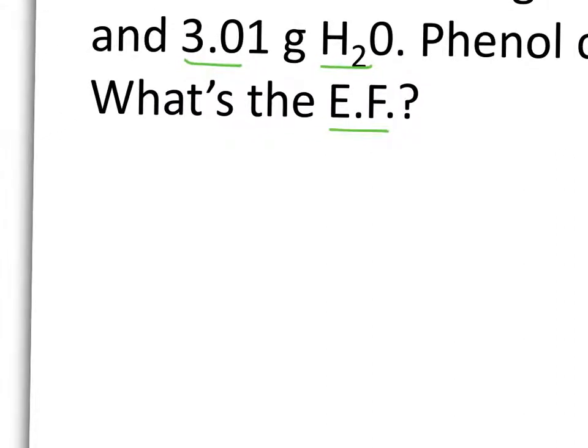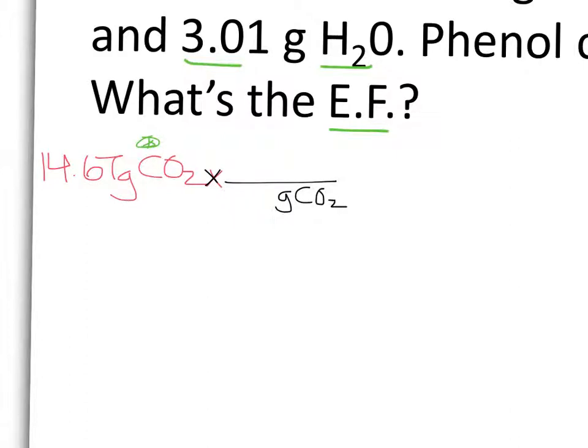So it said that we had 14.67 grams of CO2. Well, here's the deal. I'm going to run through this really quickly, but I want it to make sense to you. And so here's the problem. We've got to get this carbon out of this CO2. Well, if I'm starting with grams of CO2, I've got to get grams of CO2 on the bottom. Okay?